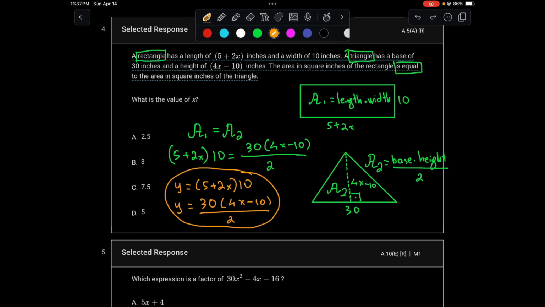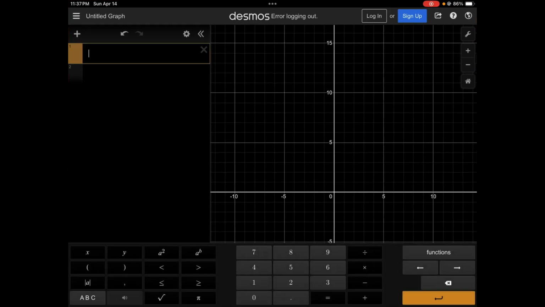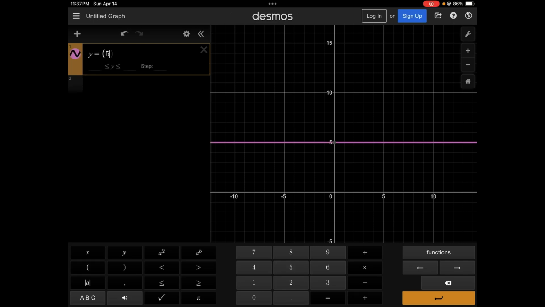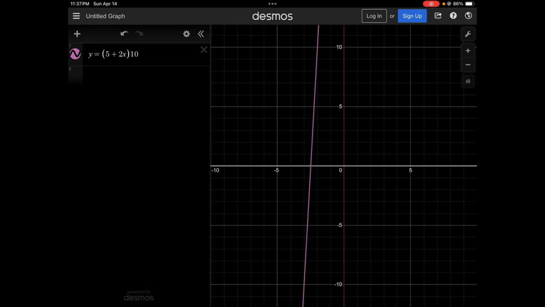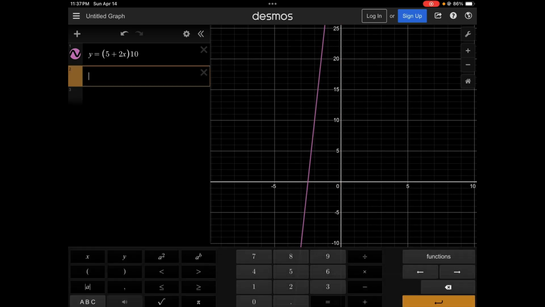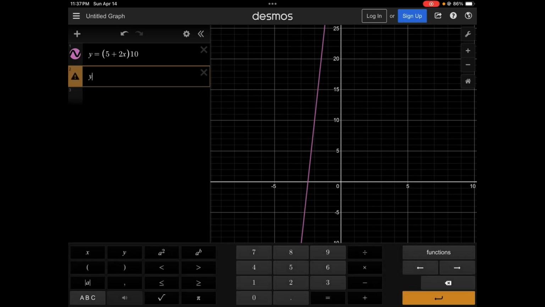That's gonna give me the solution. Okay, so let's see how I'm gonna do that. Let's go here. First I'm gonna put y equals the area 1, or the left hand side. Let's write it carefully. Is 5 plus 2x in a parenthesis, and then it's times 10, and that's gonna give me a line indeed. Okay, now let's go and do the same for the right hand side.